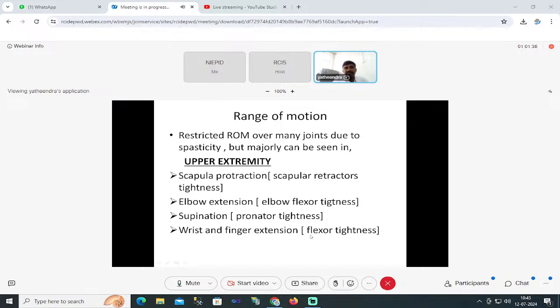Like you can see here, I mentioned the upper extremity, that is the upper limb. Scapular protraction, that is the scapula will be forwarded. Elbow extension, elbow in extended position. Supination, wrist and finger extension. All these things will be affected depending upon the flexor synergy or extensor synergy.